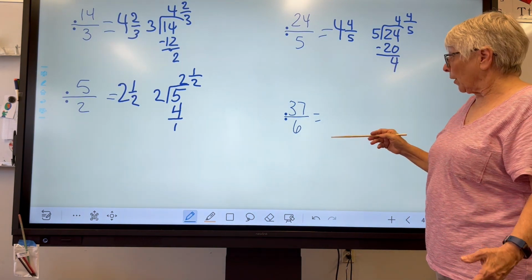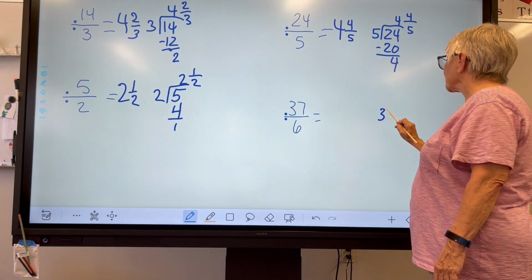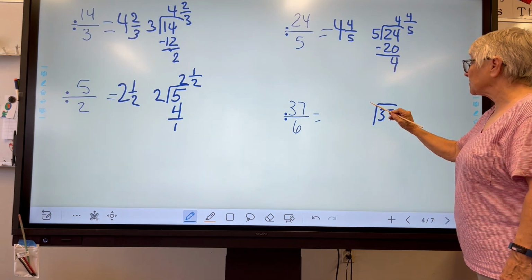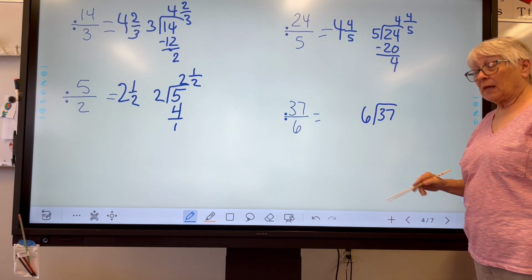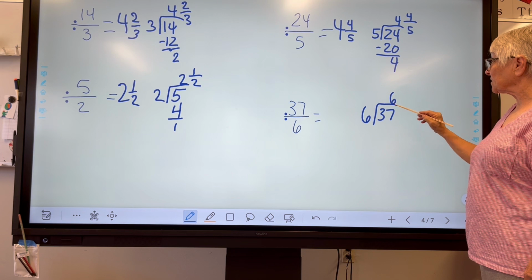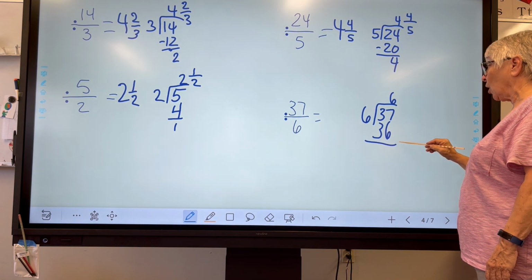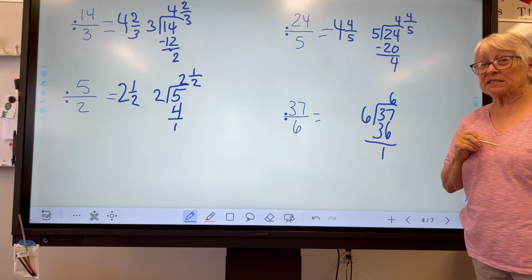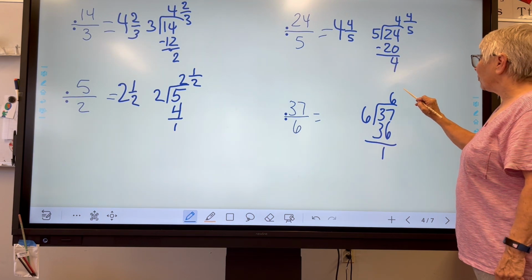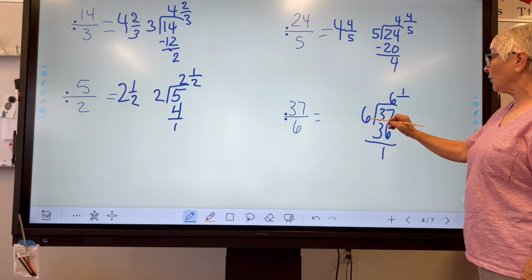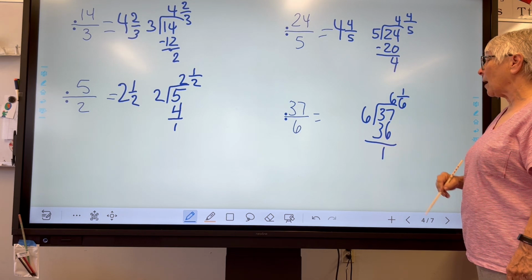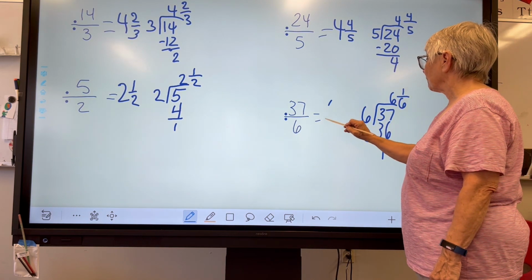37/6. Well, 37 goes in the box, and the 6 goes on the outside. And 6 goes into 36 6 times, because 6 times 6 is 36, which is close. I only have 1 piece left. That remainder is the numerator, and the denominator stays the same.